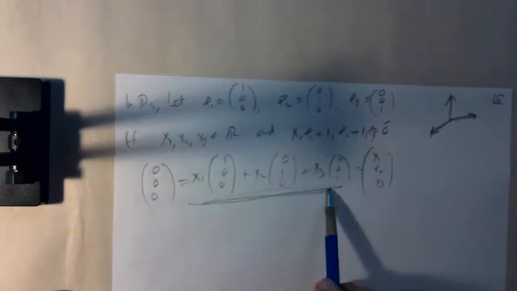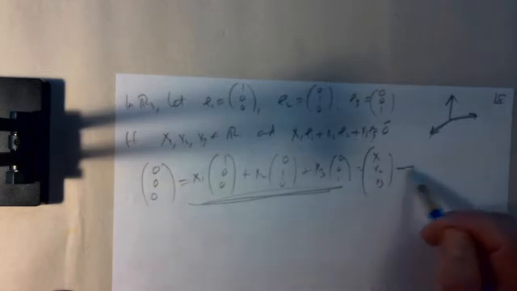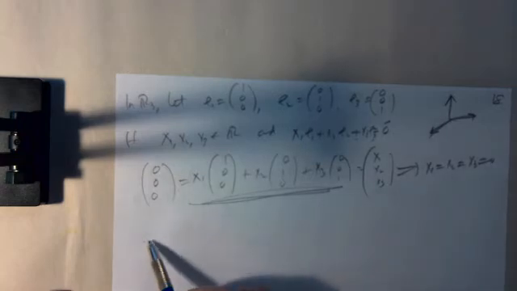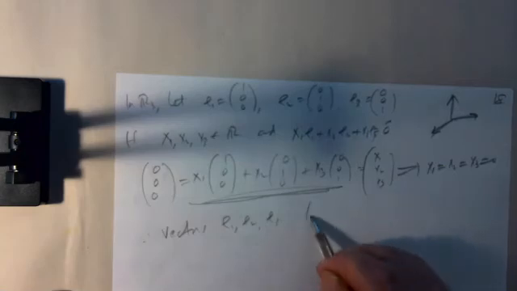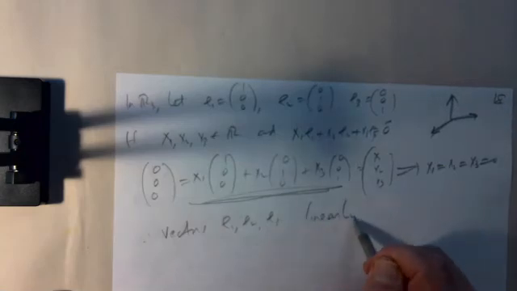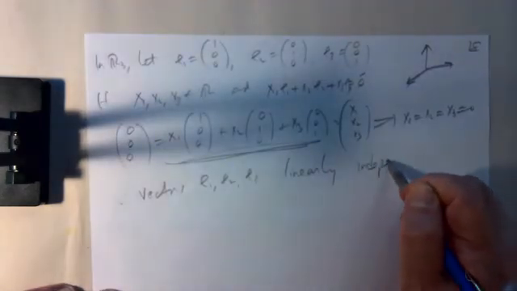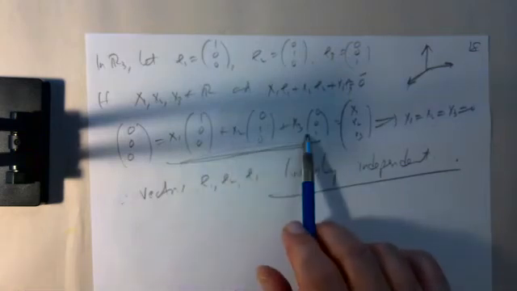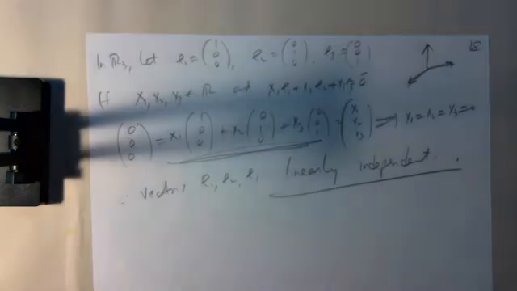So if this linear combination is 0, then (x1, x2, x3) is (0, 0, 0), which means all of these numbers are 0. So the vectors e1, e2, e3 are linearly independent, because the only linear combination of them that gives 0 occurs when x1, x2, x3 are all 0. You can't have a non-zero number there.